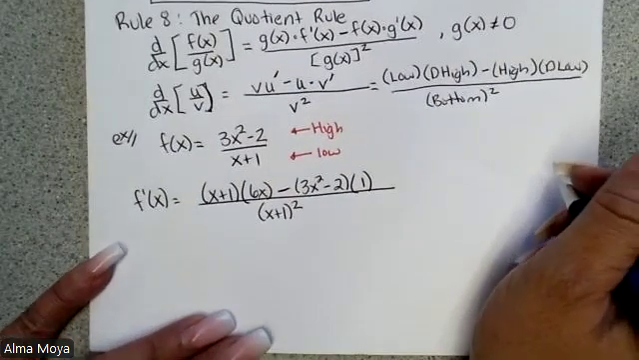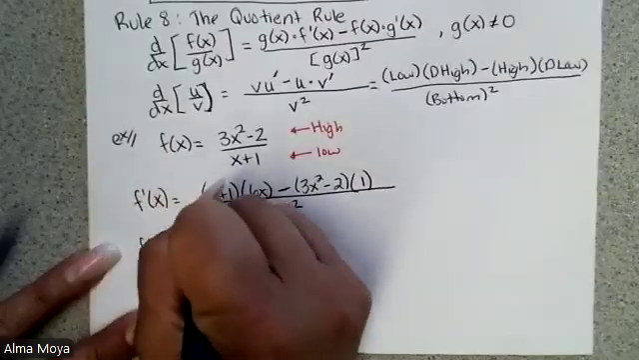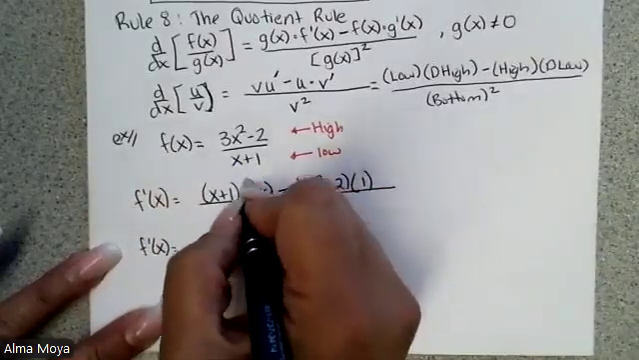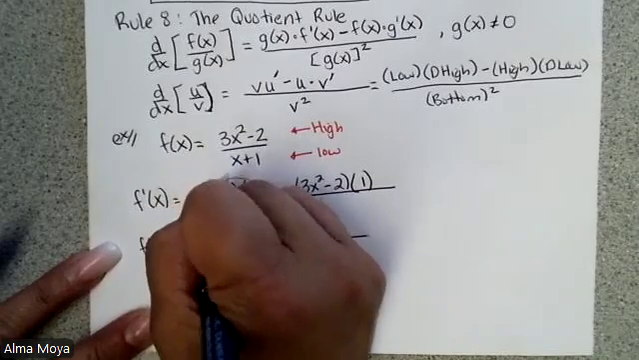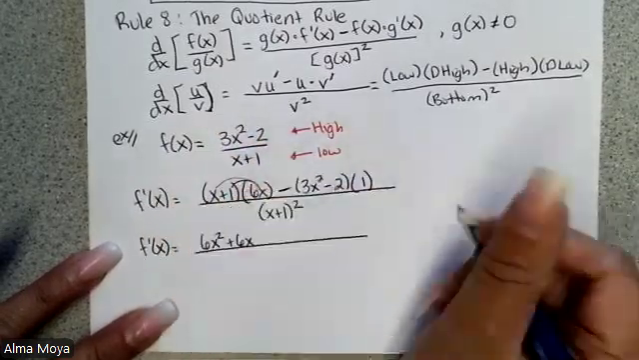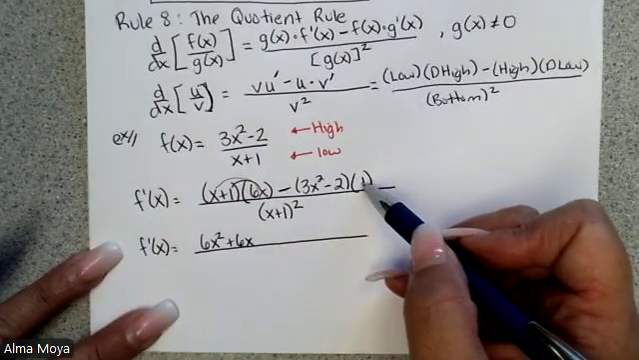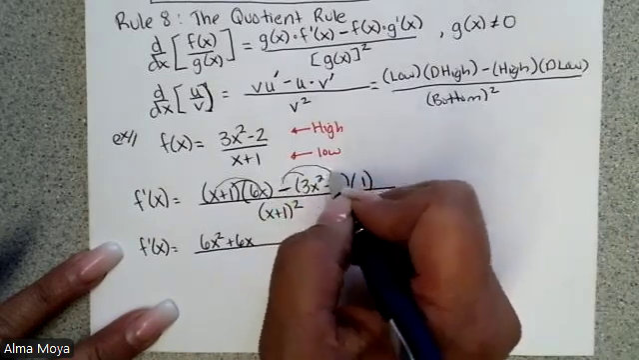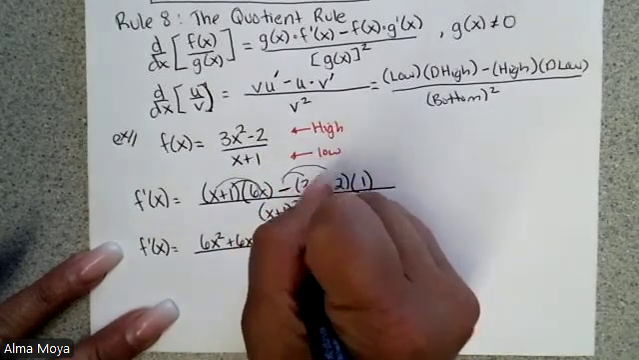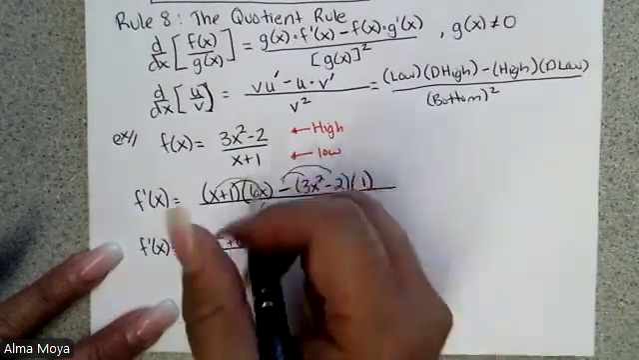In the numerator, I'm going to simplify that. So 6x times x is going to be 6x squared. 6x times 1 is going to be 6x. Now right here, it says minus. When you're multiplying by 1, it doesn't really change anything. So I'm just going to distribute the negative inside. That's going to be a negative 3x squared and a positive 2, because a negative times a negative makes that a positive 2.